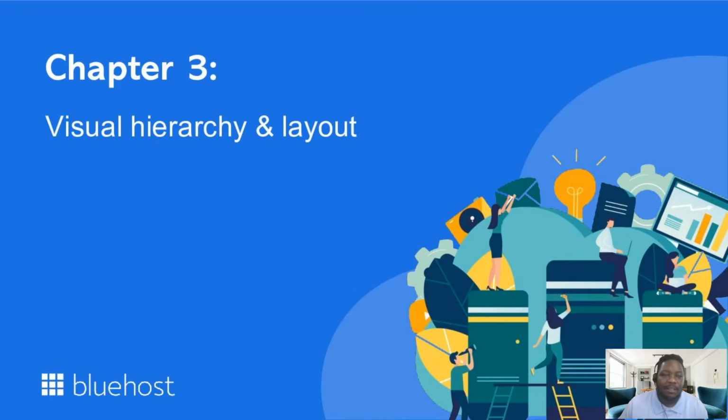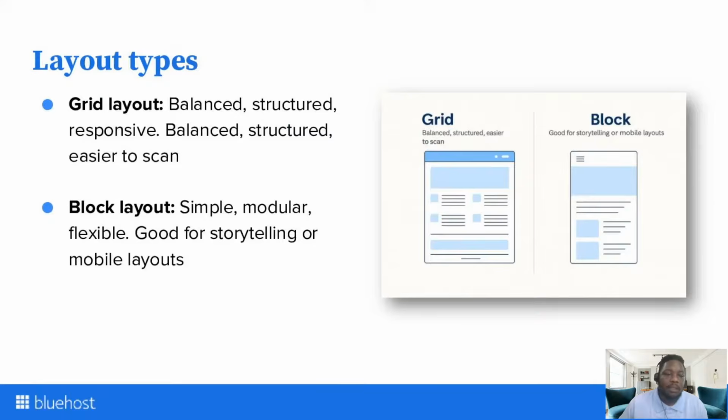Chapter 3. Now let's talk about visual hierarchy and layout. Layout types. Two main layout types to know. Grid layouts are a more structured type, balanced and responsive. Block layouts are flexible and modular, good for storytelling on desktop and mobile.